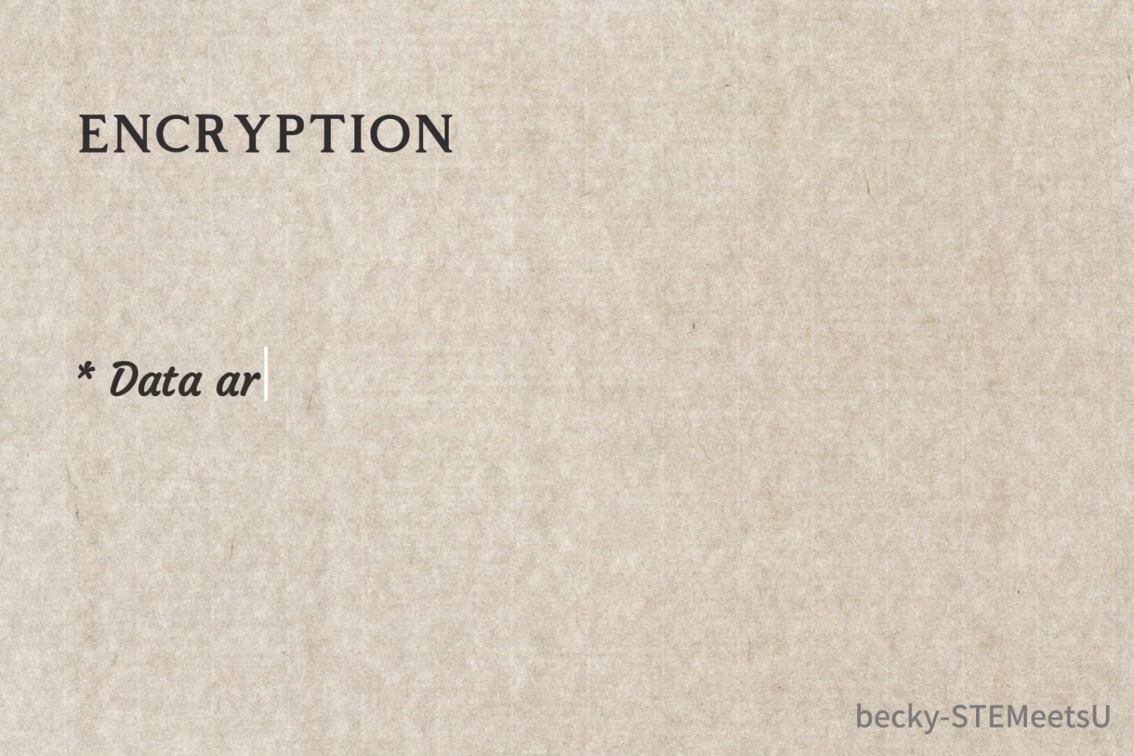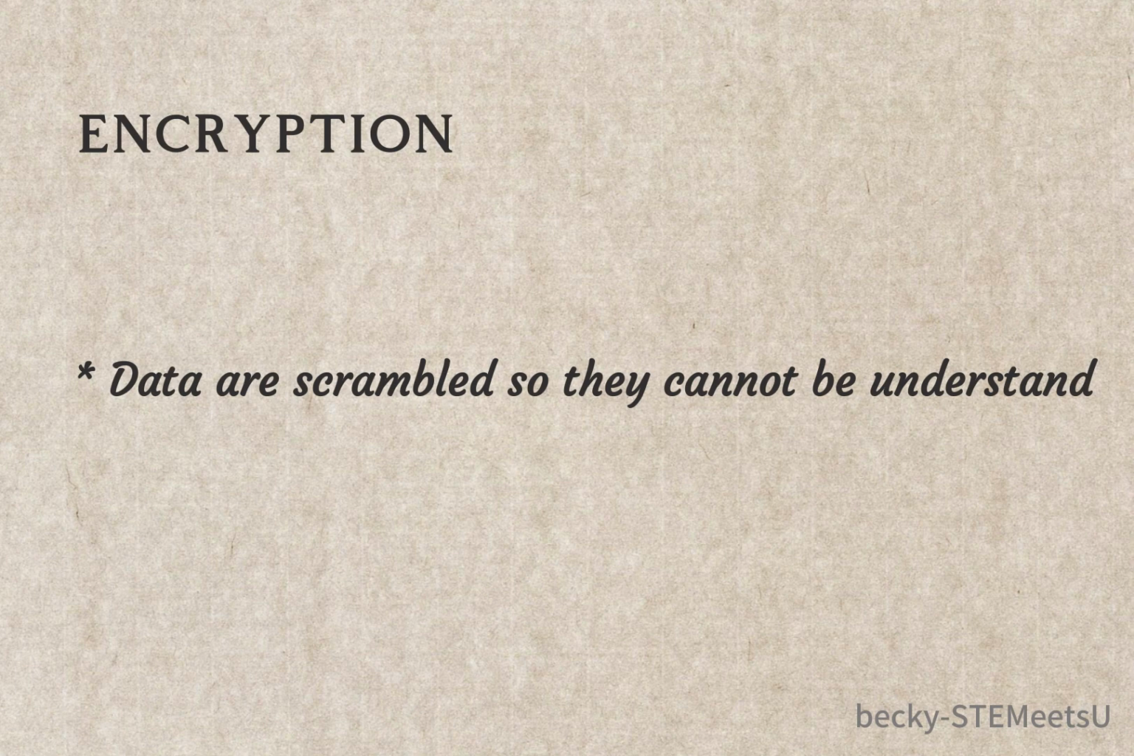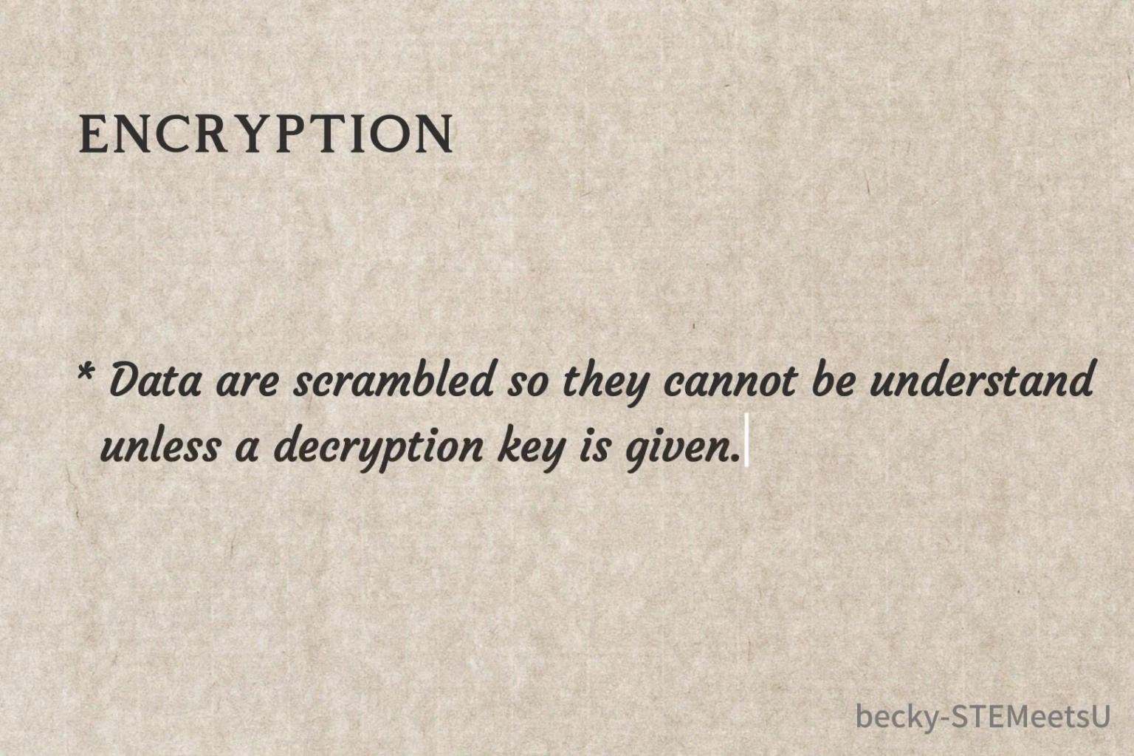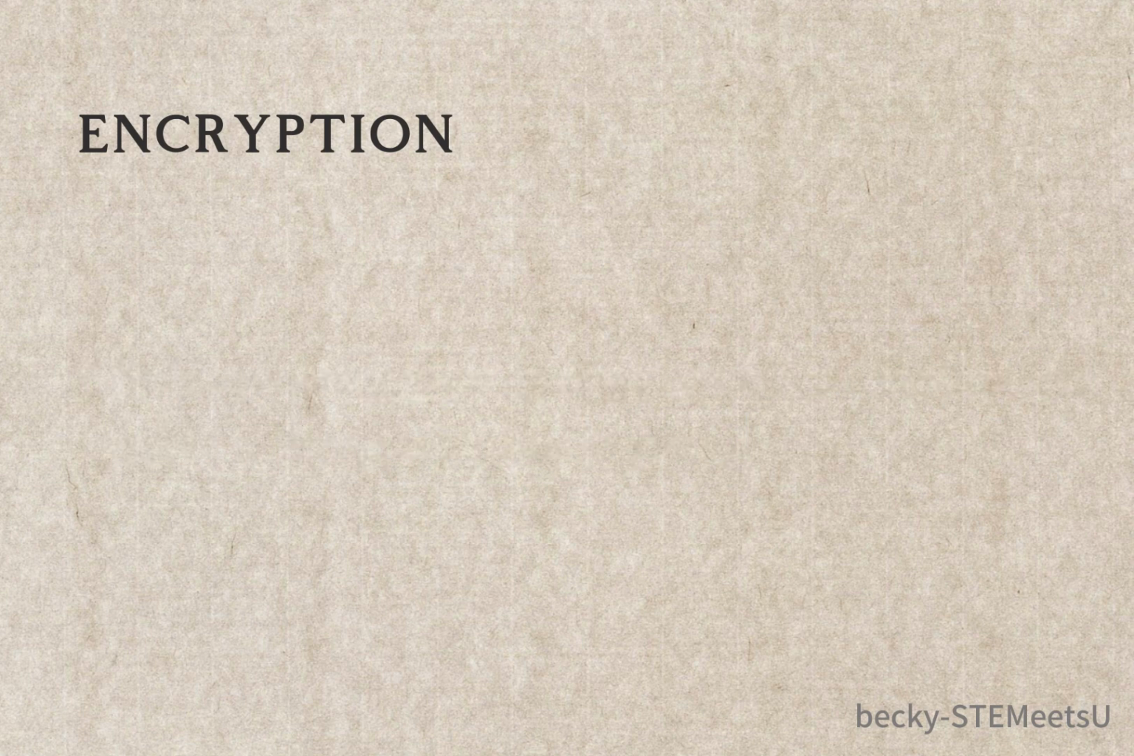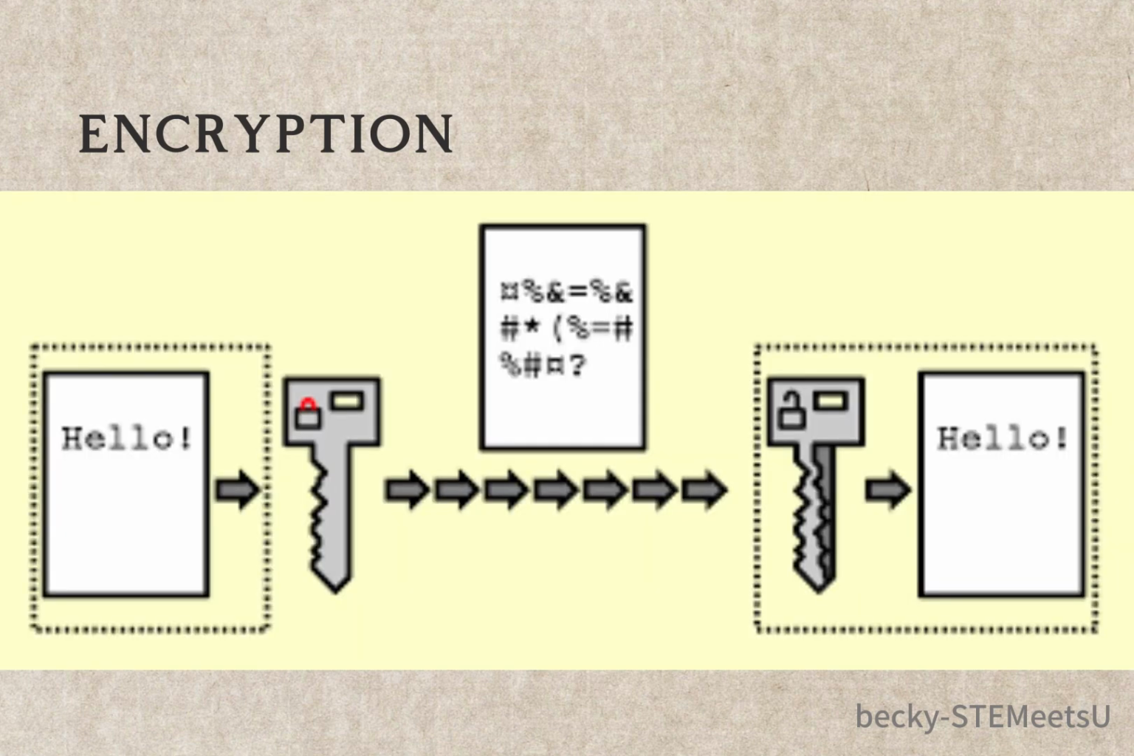The next one is encryption. Data are scrambled, so they cannot be understood unless the decryption key is given. So from this example, the data is scrambled unless you have the given key.